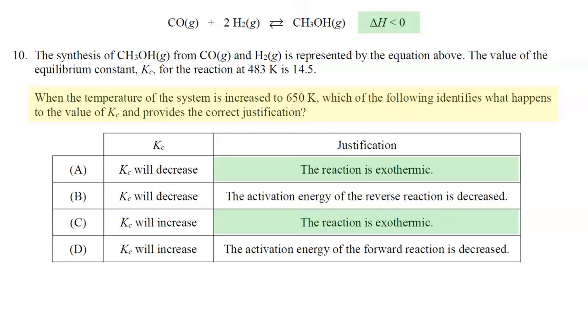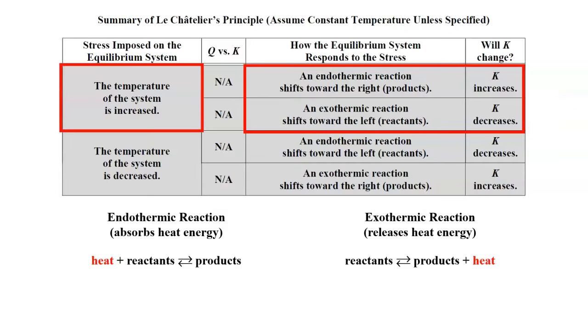So the activation energy should not be affected, which is why I'm going to go ahead and eliminate choices B and D. And again, we know that the reaction is exothermic because the sign of delta H is negative, that delta H is less than 0. So I'll remind you of what I had presented a few moments ago, and that is that when the temperature of the system is increased and the reaction is exothermic, then there will be a shift from right to left, or from products to reactants, and as a result, the value of K decreases.